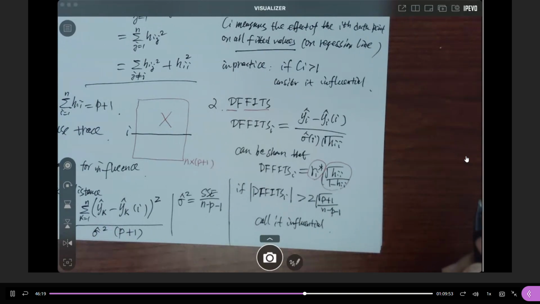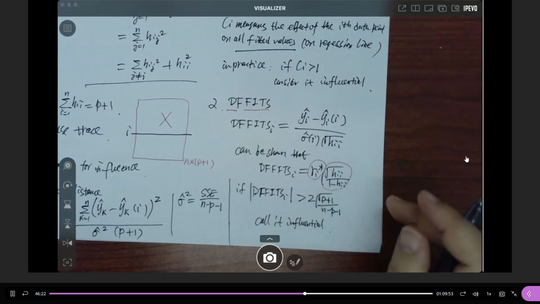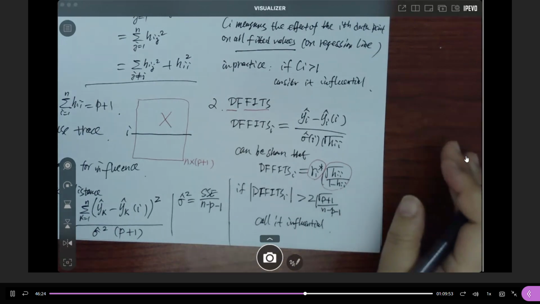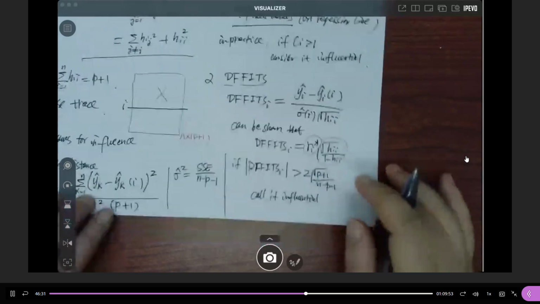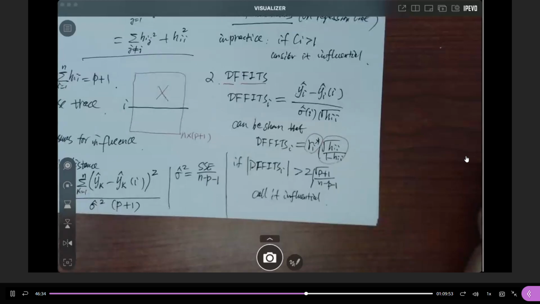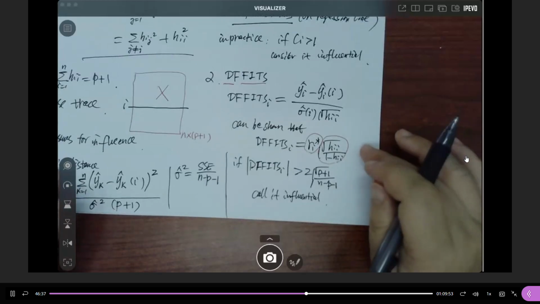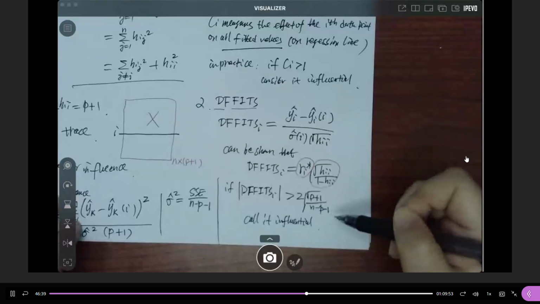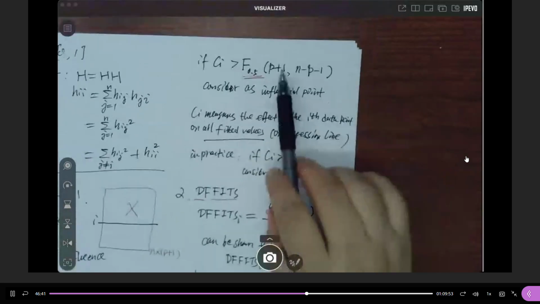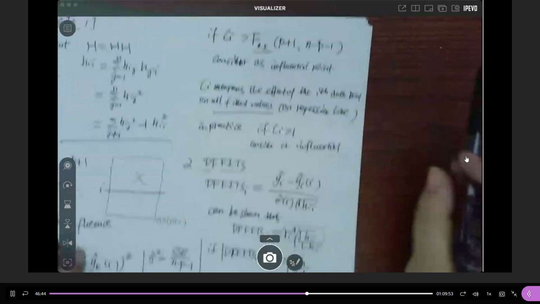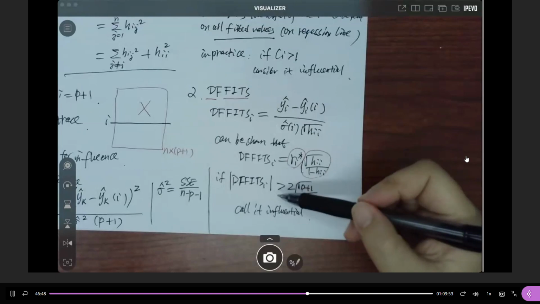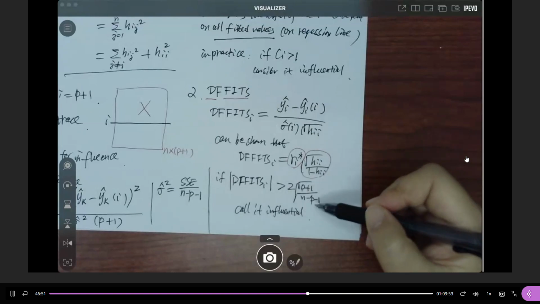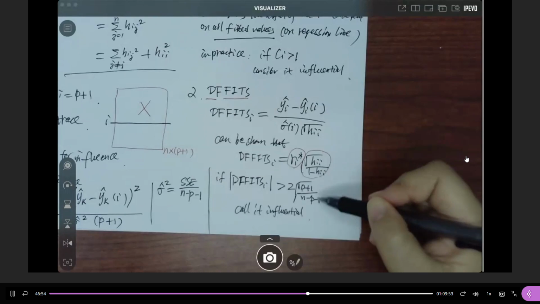Is everything under the square root there, or is it just the numerator? Oh, both. Okay, thank you. Yeah. So you notice that p plus 1 and n minus p minus 1 are the degrees of freedom in F, p plus 1 and n minus p minus 1. So basically, when we use DFFITS as a measure, we already considered both the size of the data set and also the dimension of the data set.